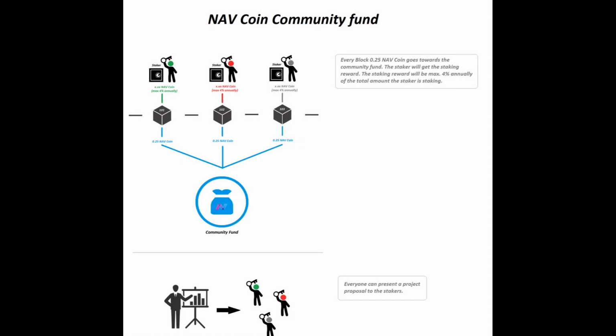The current staking reward is 5% annually. The proposal is to change the staking reward. The stake reward will become 4% annually, and every block, 0.25 NAV Coin will go into the community fund. NAV Coin has a 30-second block time, so about 21,000 NAV Coin goes into the fund each month. At the current NAV Coin price, that is worth about $20,000.